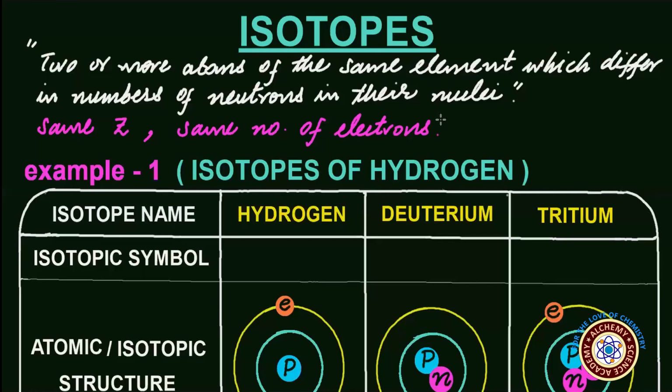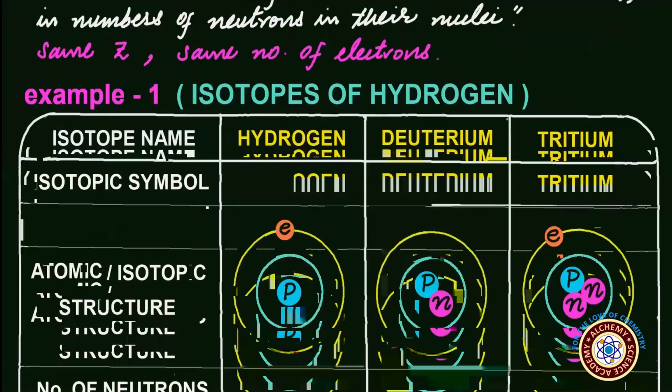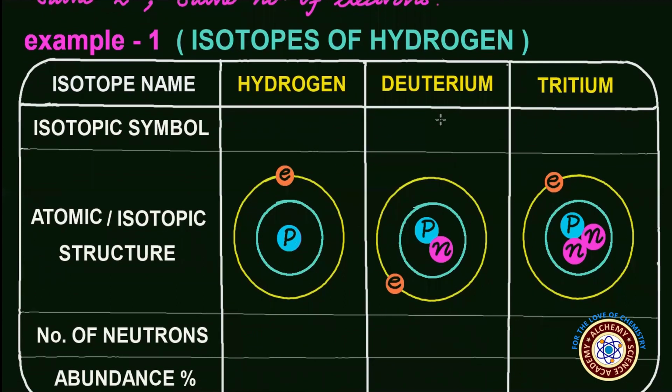For example, the hydrogen element is a mixture of three different types of atoms regarding their mass numbers. This means hydrogen has three isotopes: the simplest hydrogen, which is also called protium, the second isotope, deuterium, and the third one, tritium. Now let us look at their isotopic symbols. Hydrogen or protium is represented by 1H1, deuterium as 1H2, and tritium as 1H3.